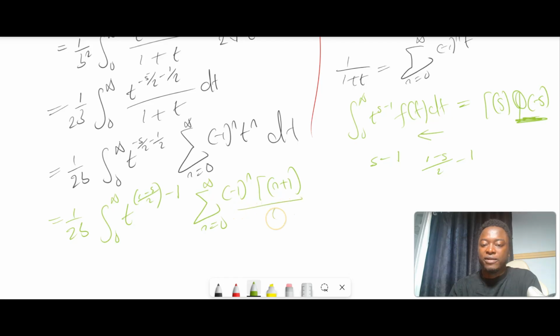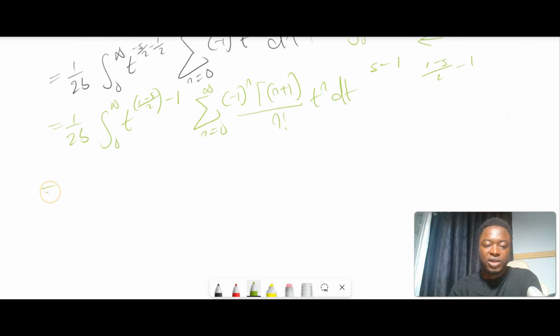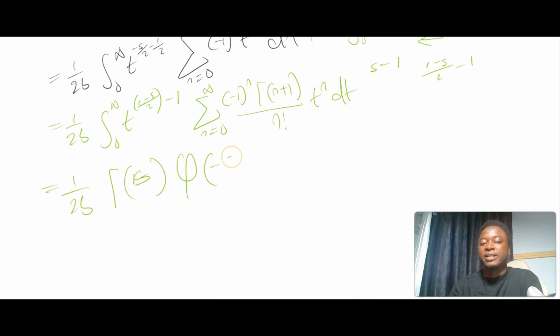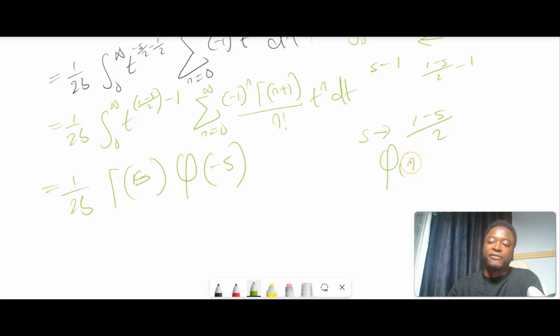Then you divide by n factorial, and then you have t to the n dt. So when all is said and done, you have 1 over 2b times what? You have gamma of s times phi of negative s, where in this case our s here is the same thing as our 1 minus s over 2. And phi of negative s would be gamma of 1 minus s.